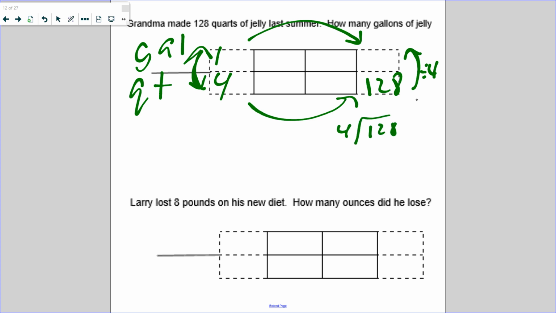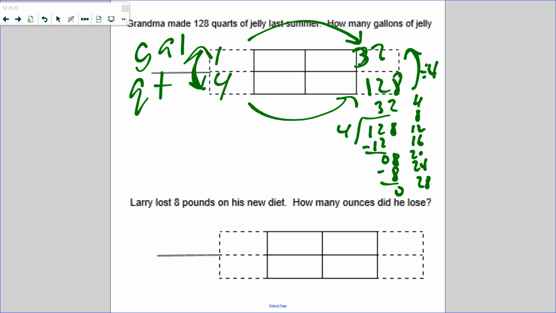Let me write out my 4s. 4, 8, 12, 16, 20, 24, 28. And 4 goes in 12 3 times. Can 4 go in 8? 2 times. Oh, I only had to go up 2. So it's 32 gallons. Or 1 times 32 is 32. 4 times 32 is 128.